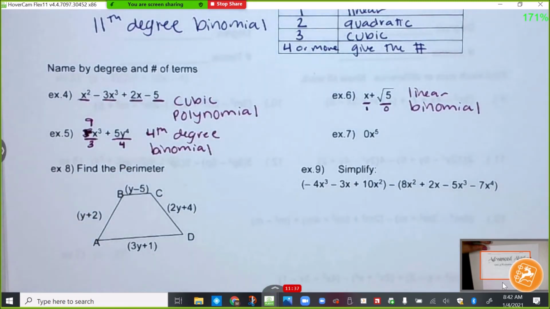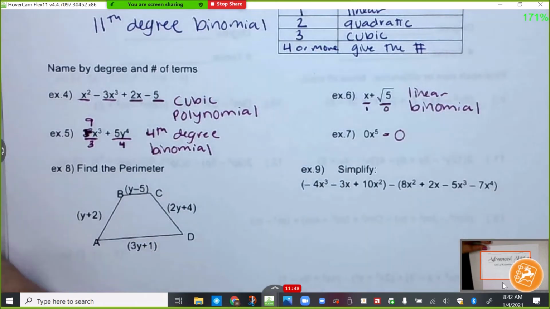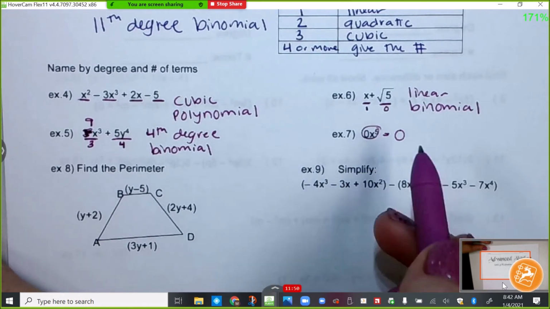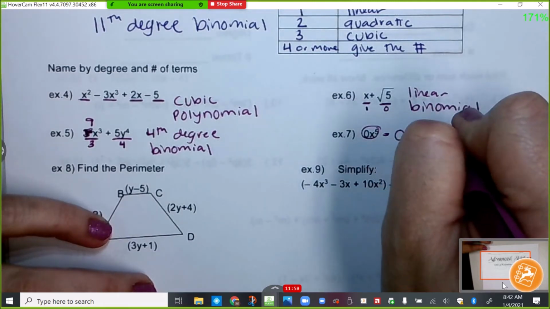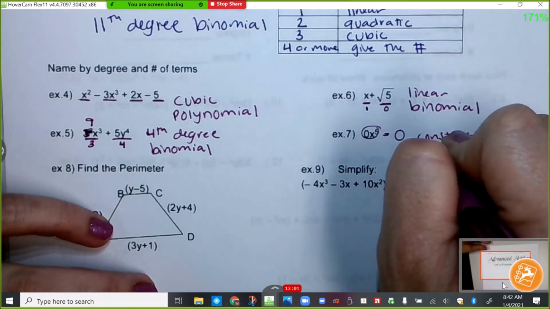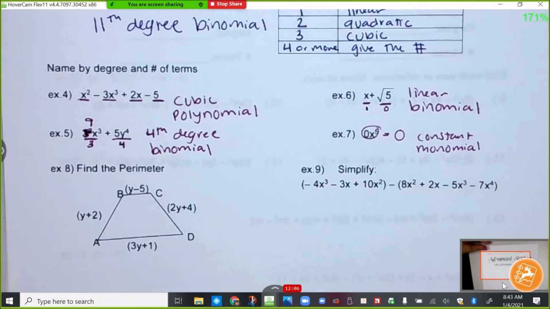Okay. Now looking at this last one, what's anything times 0? 0. So 0 times x to the 5th power is just 0. So don't let this x to the 5th power throw you off, because the whole thing just ends up equaling 0, which makes it a what? A constant monomial. Constants should almost always be monomials, because remember, you're supposed to simplify first. Because if you have 4 plus 7, yes, that's a constant. Yes, it looks like a binomial, but you need to simplify it and it's still a monomial. Does that make sense? Okay.